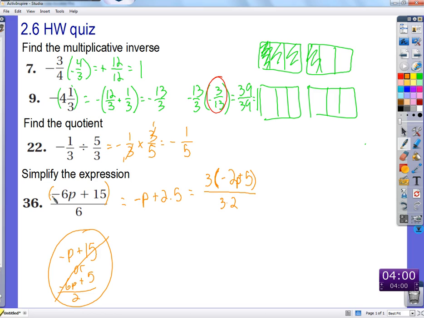What's this called? The top of this fraction? The numerator. It's a factor of the numerator. Since we can write 3 times something, whatever that something is, and get the numerator, 3 is a factor of the numerator. So 3 is a factor of the numerator, 3 is a factor of the denominator. 3 cancels with 3. So here's another way to go: negative 2p plus 5 over 2.